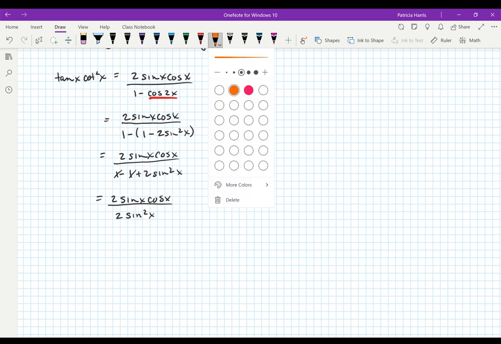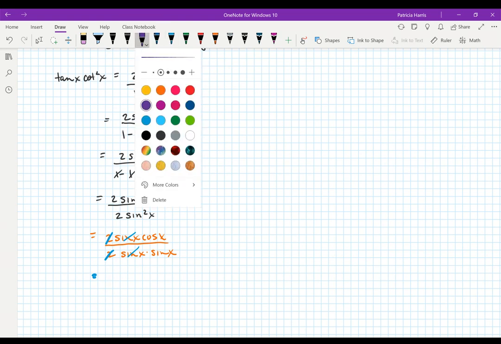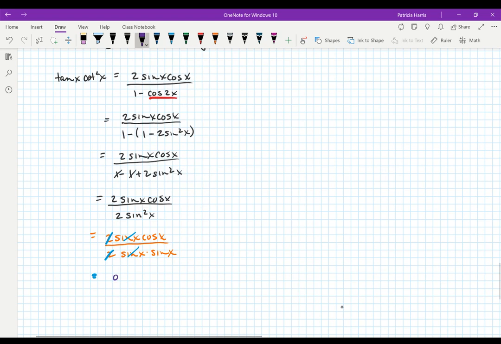Okay, so now canceling sine and cosine can get a little tricky, so I'm going to help myself out, do a little rewrite here, and say 2 sine x cosine x over 2 sine x times sine x. Okay, so now the 2 cancels with the 2, sine cancels with sine, and now I have cosine over sine. Okay, that doesn't look so bad.